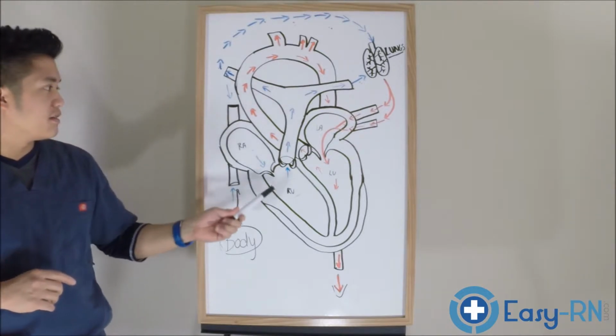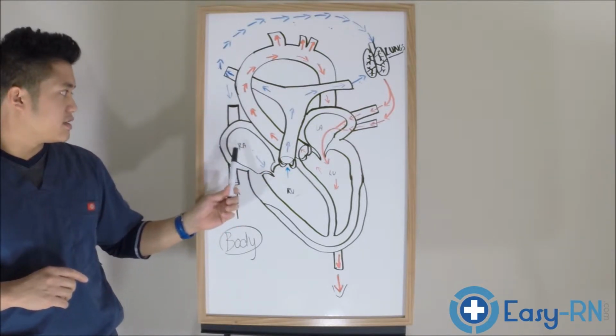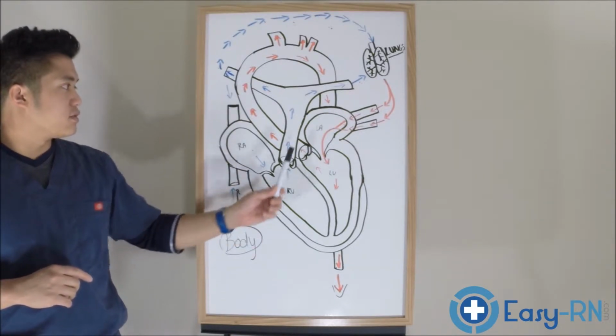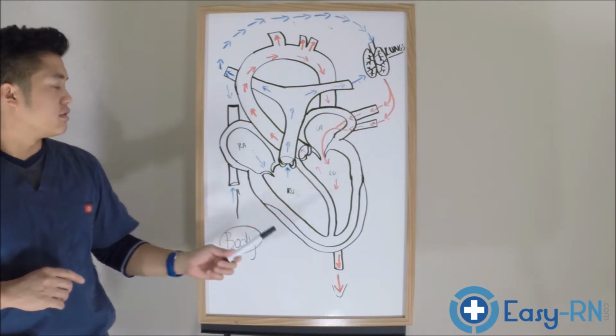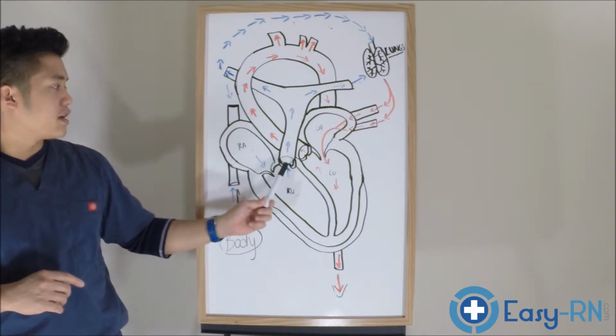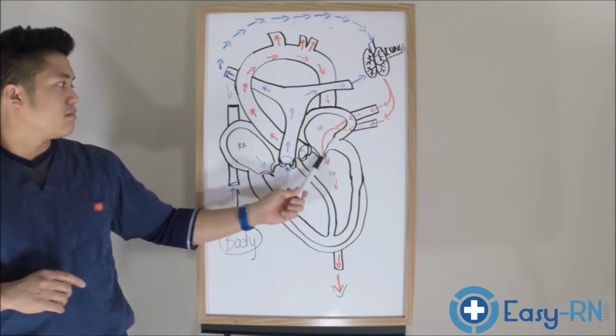Now I wrote here, let's just make it pretty simple, the acronyms: right atrium, right ventricle, left atrium, left ventricle, and then we're going to talk about the tricuspid valve, pulmonic valve, aortic valve, and the mitral valve or the bicuspid valve.